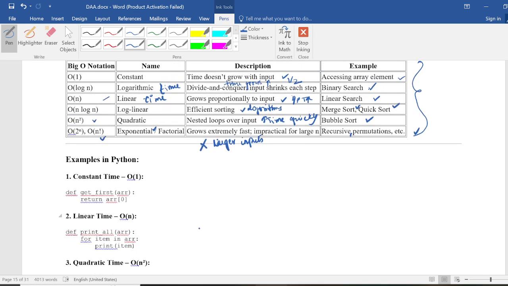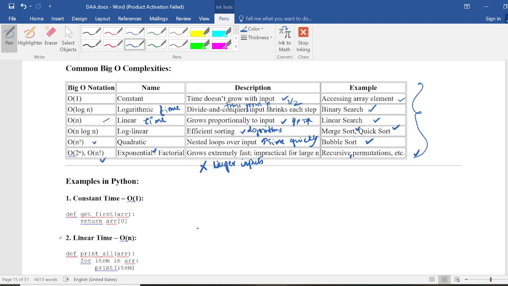One example of constant time is where the time does not grow with the input size. This function just returns the first element from an array, at position 0. This is an example of constant time, so it will not take much time.